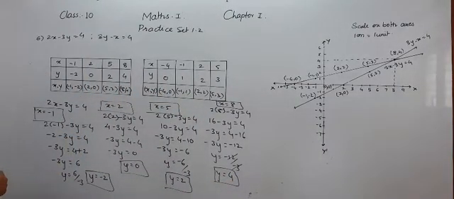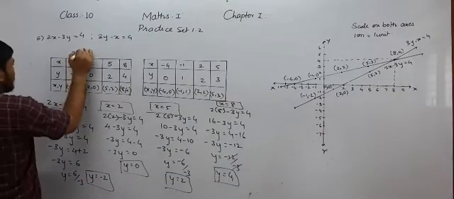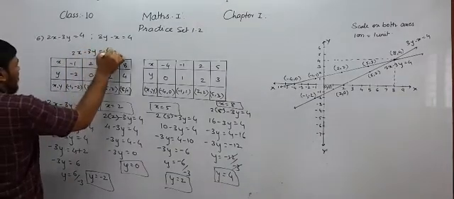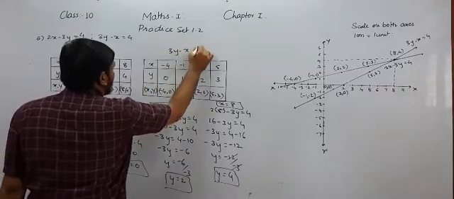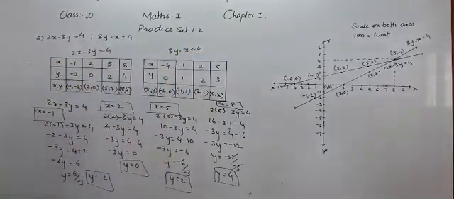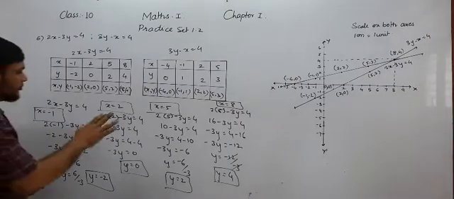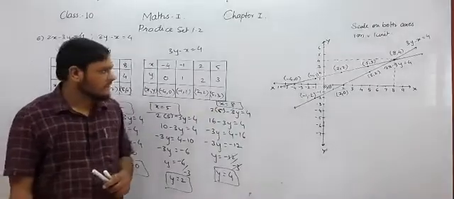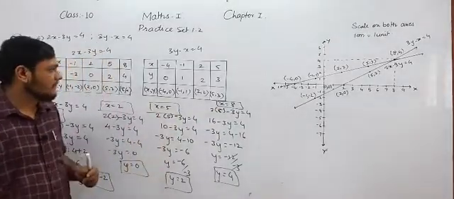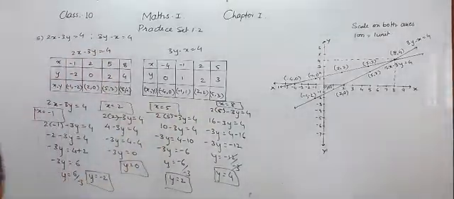So this we have done for the first equation. The first equation is 2x minus 3y equal to 4. Now the same we will apply for the next equation, that is 3y minus x equal to 4. Here, note these solutions of the first equation. After that we will move towards the solutions of the next equation, and we will make the next ordered pairs.